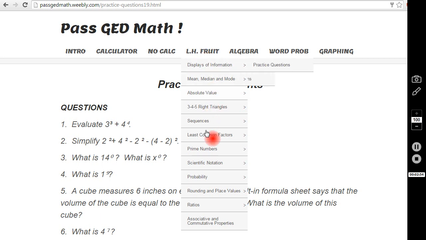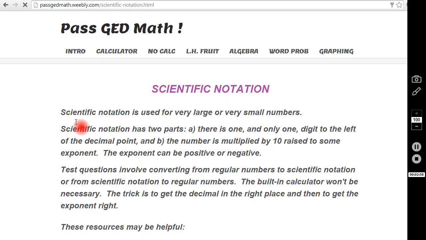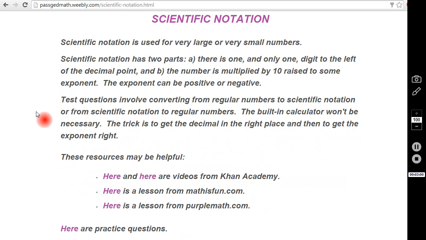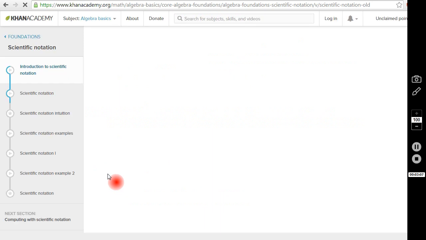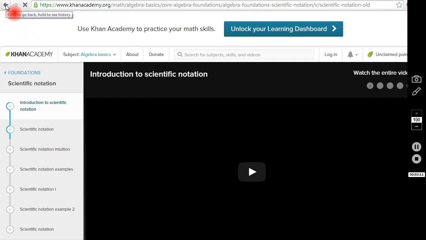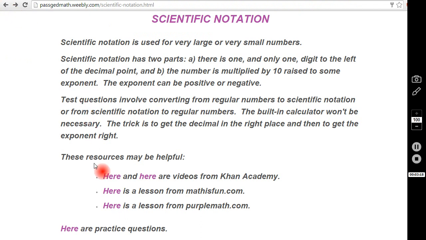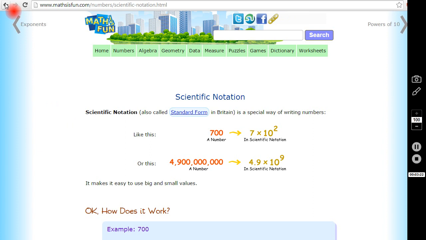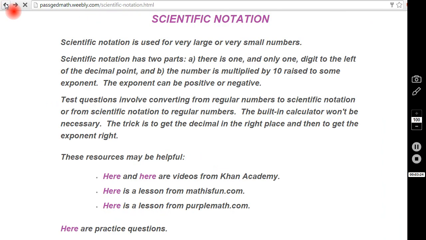So let's go down and click on the scientific notation page here. And again, if I scroll down, here are internet lessons. Here, for example, I've just clicked the purple word to get a Khan Academy video about scientific notation. I go back to the program by clicking the left arrow, the left browser button. Here's another lesson, again about scientific notation, and back to the program.